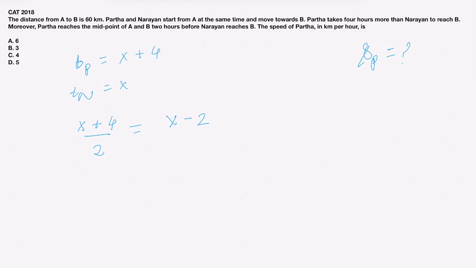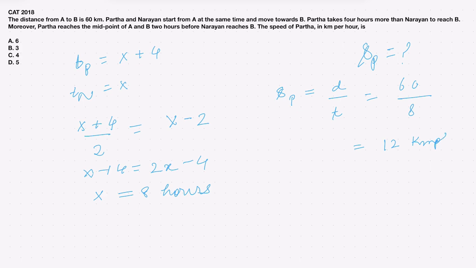We solve this equation. We get x plus 4 is equal to 2x minus 4, and x becomes equal to 8. 8 hours is the total time taken by Narayan. So now to calculate the speed of Partha, we need the distance traveled by Partha divided by time. Distance is equal to 60 kilometers between A and B, and time is 8 hours we just calculated. So speed of Partha is 12 kilometers per hour. Quick and easy. Option D is the correct answer.